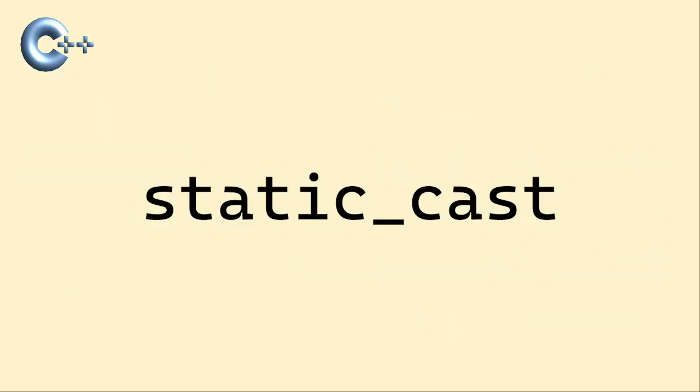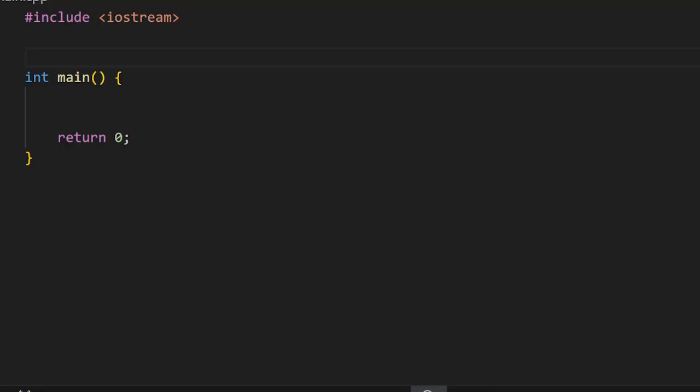Static cast. The purpose of this operator is to convert data from one type to another type when the types are related. When I say casting between related types, I mean casting between two numeric types like integer to double, and upcasting and downcasting in the hierarchy of classes. Let us learn this through coding.